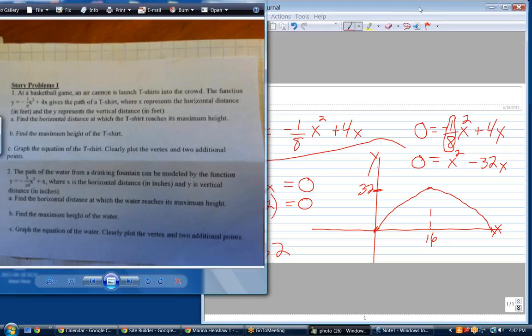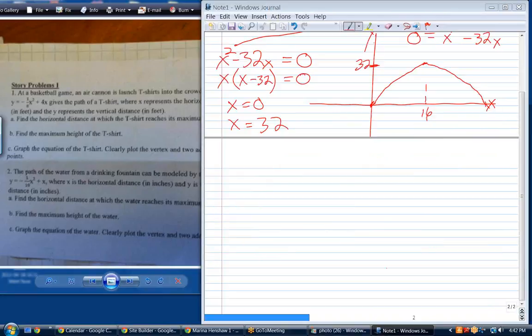Number 2 is very much like number 1. In fact, it's exactly the same as number 1. So let's see if you can do it from start to finish.